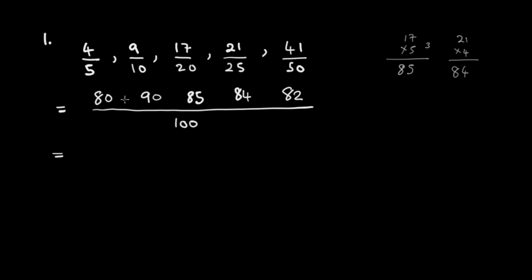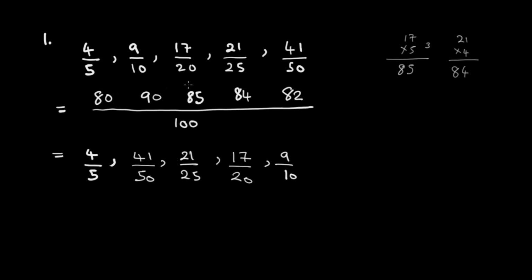It is 80. Saka number iri correspond with 80 over 100 ndiani ndi 4 over 5. Saka our smallest number is 4 over 5, our smallest fraction. Then from 80 we go to 82. Kureva kuti we now have 41 over 50. Then from 82 to 84, saka takunyora 21 over 25. Then from 84 to 85, saka takunyora 17 over 20. Then from 85, finally we have 90 over 100, which becomes 9 over 10. So this is going to be our final answer.